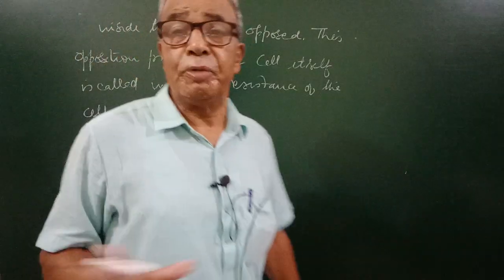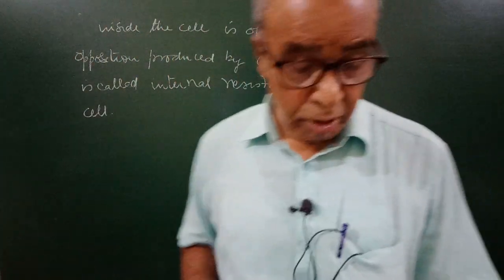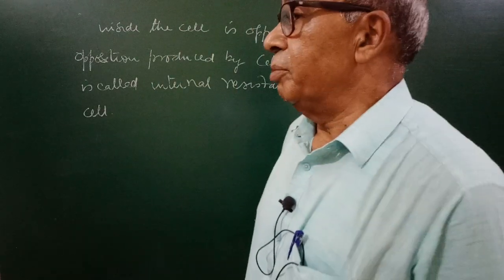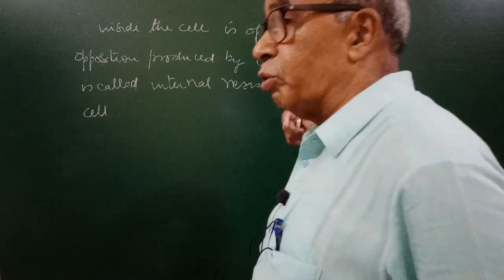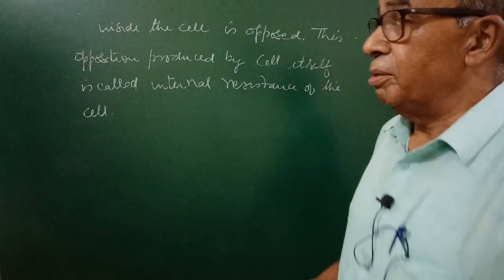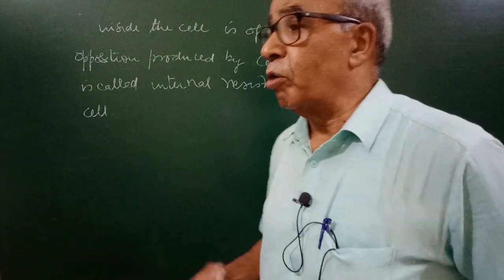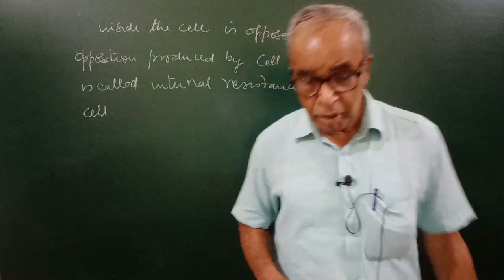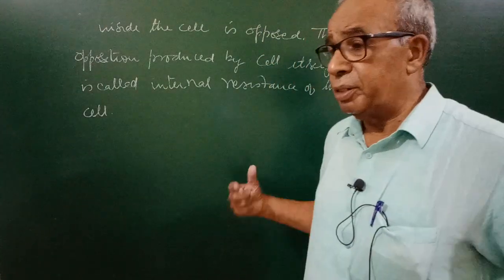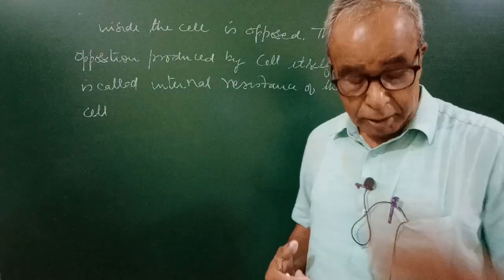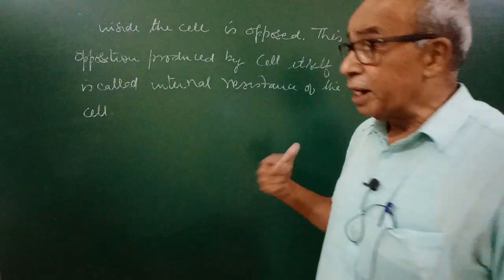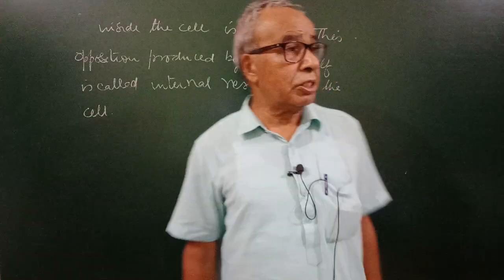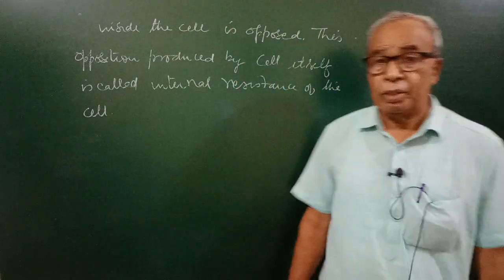The cell itself is devised to supply current, but when current flows in the outside circuit in one sense, electric current flows through the cell in the opposite direction in the form of motion of charged ions. Those ions collide and their motion is hindered, and that hindrance created by the cell itself is called internal resistance of the cell.